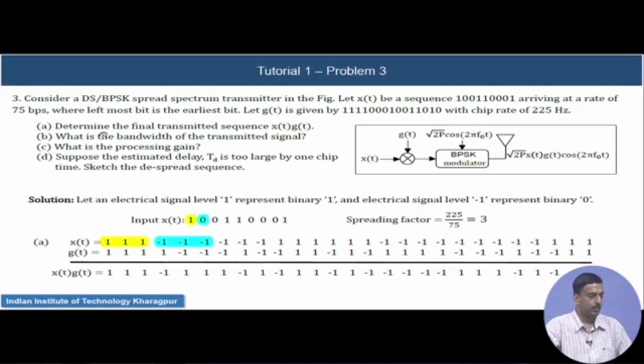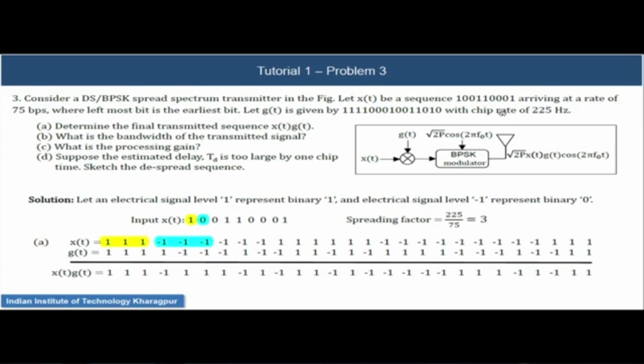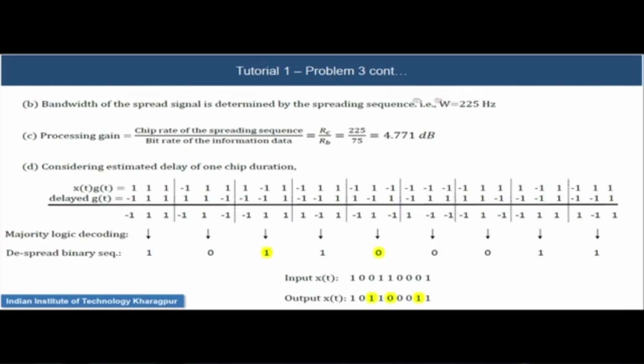Now the questions that we need to answer apart from determining the spread transmitted sequence is as to what is the bandwidth of the transmitted signal, which in this case is pretty easy to calculate because we already know the spreading factor, which is equal to 3. So if the original bandwidth was 75 Hertz, we have now the same bandwidth, that is the data bandwidth, multiplied by a factor of 3 in order to achieve our spread signal bandwidth. And so therefore the bandwidth of the transmitted signal is nothing but 75 into 3, which is 225 Hertz.